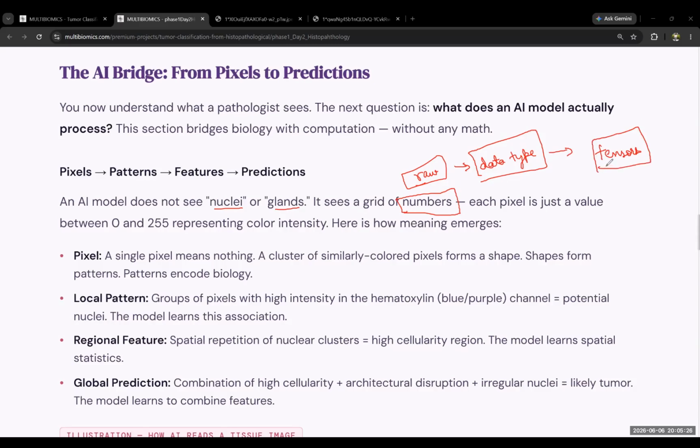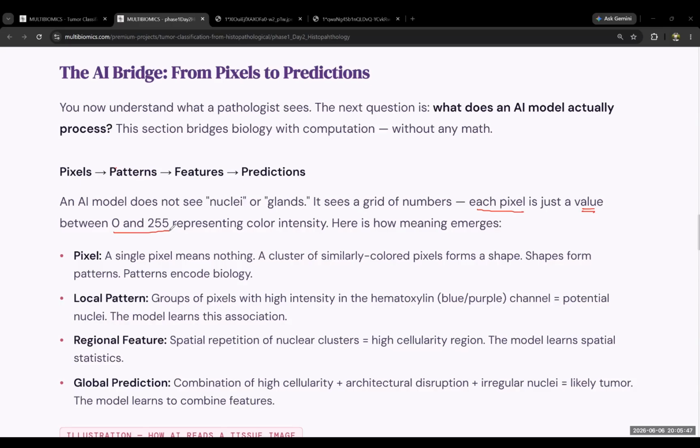Have you heard about these things? Tensor? I will show it to you. What is a tensor? First, let us finish this chunk of information. Each pixel, each dot, is just a value between 0 and 255. And these are intensities of colors. Intensity of color. Okay.